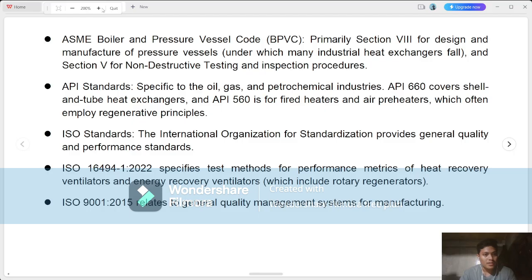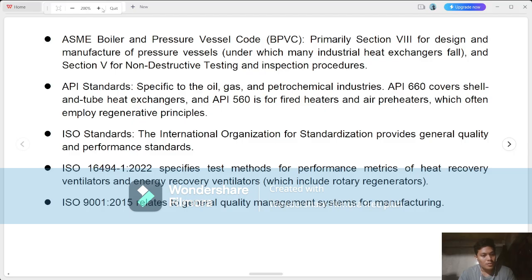Next is API standards, specific to the oil, gas, and petrochemical industries. API 660 covers shell and tube heat exchangers, and API 560 covers fired heaters and air heaters, which often employ regenerative heaters. ISO standards, from the International Organization for Standardization, provide general quality and performance standards.